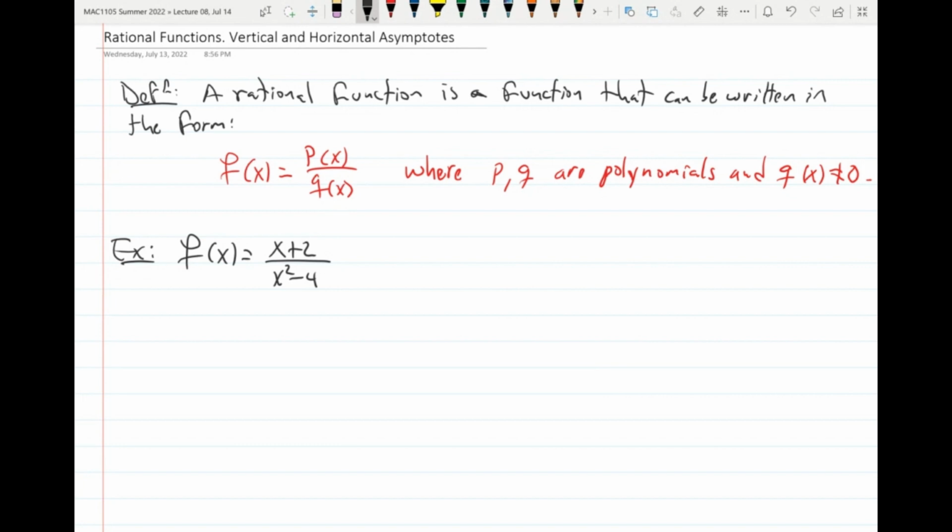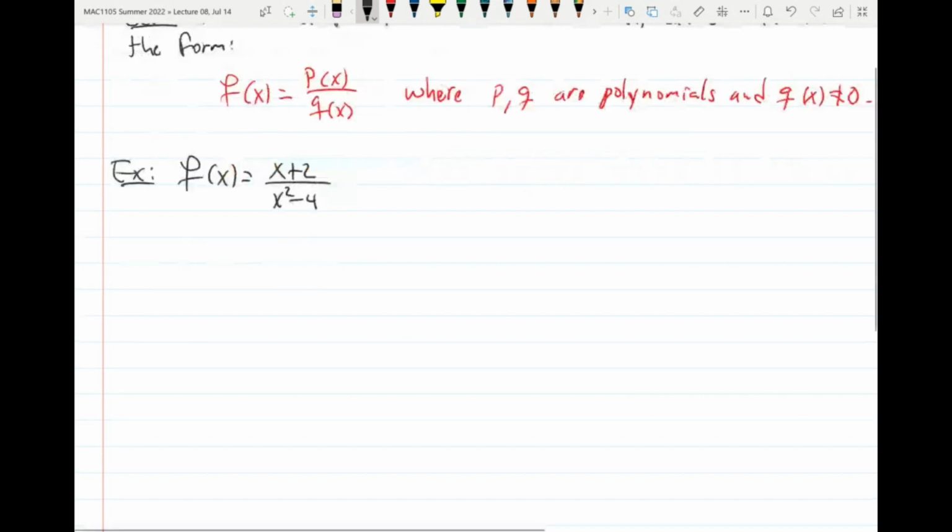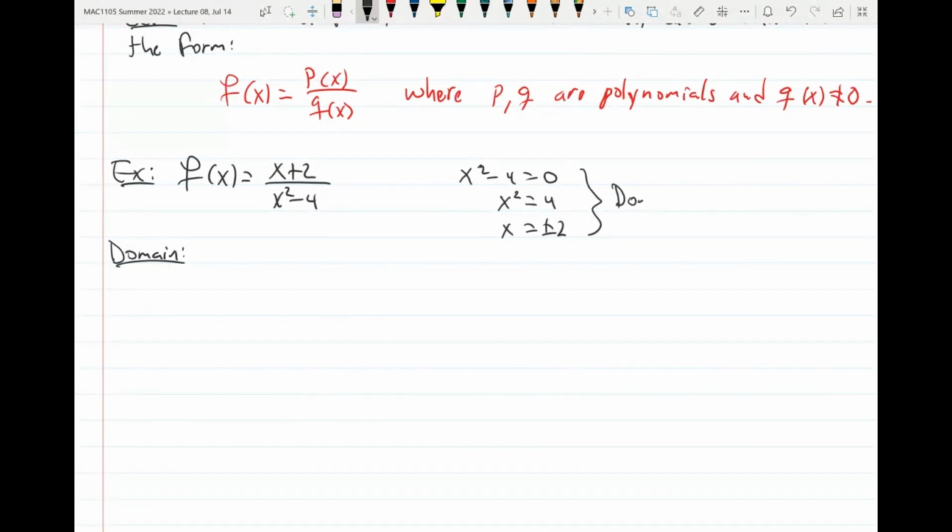Like for example, for polynomials, the domain is all real numbers, right? You can plug in whatever you want. Now, for rational functions, that's not always the case. For example, let's find the domain. What's the domain of this function? So we need to skip 2 and negative 2, right? So remember, here now, we want to make sure that the bottom does not equal 0. We ignore those values. So this happens at plus or minus 2. So these are values that we don't want.